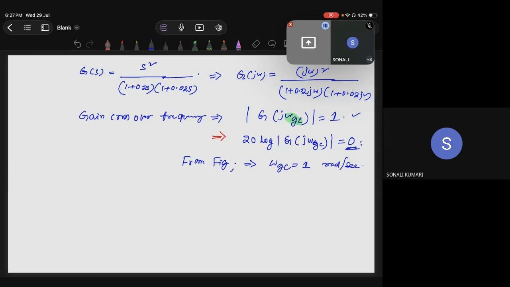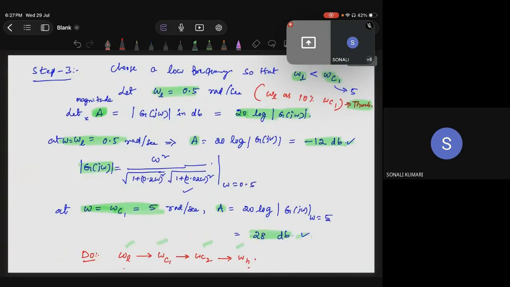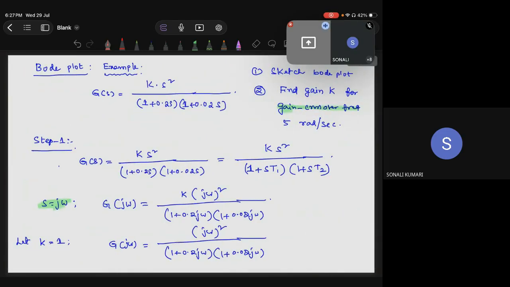So basically this is for k equal to 1, because initially we have chosen k equal to 1 because we wanted to remove k from the calculations. Now the given question, the starting question, is that we want our omega gc to be 5.